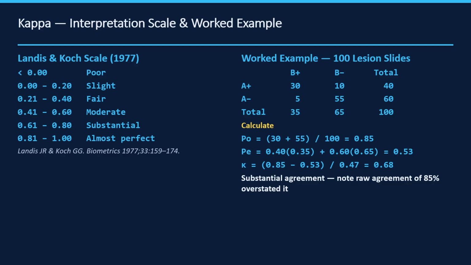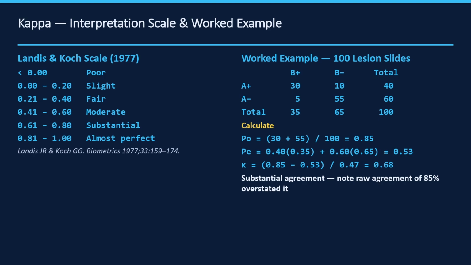Let's work the example. Two veterinarians grade 100 lesion slides. 30 are positive for both, 55 negative for both, and 15 are disagreements. Observed agreement is 30 plus 55 over 100, 0.85. Expected agreement: A called 40% positive, B called 35% positive, so 0.4 times 0.35 is 0.14, and 0.6 times 0.65 is 0.39. Add them. PE is 0.53.